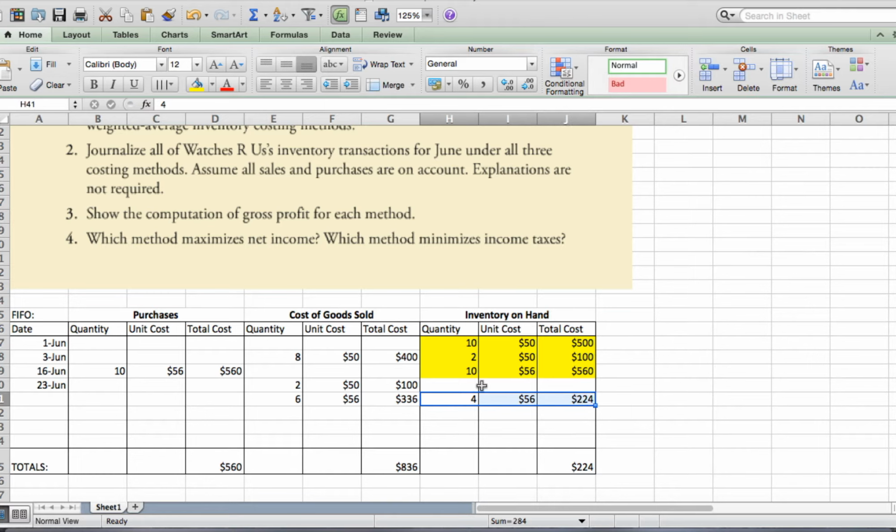Okay, so I also could have, instead of highlighting this part here, since I used up 6 of these 10, I could have just changed that to 4 there. It's just a matter of preference on how you want to do it. Does that answer your question? Okay. Any other questions? Okay, let's look at the other 2 methods.